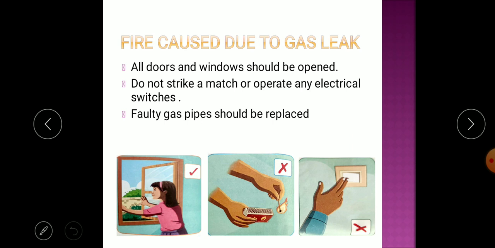So let's talk about the first cause of fire, that is the gas leak. In case of a gas leak, what are you supposed to do? You have to open all doors and windows so that the gas can move out. Do not strike a match or operate any electrical switches, because while you are operating them, they generate electricity and it can help in spreading the fire more. Thirdly, you should be checking the gas pipes regularly. If they are leaking or if they need repairing, they should be replaced immediately.